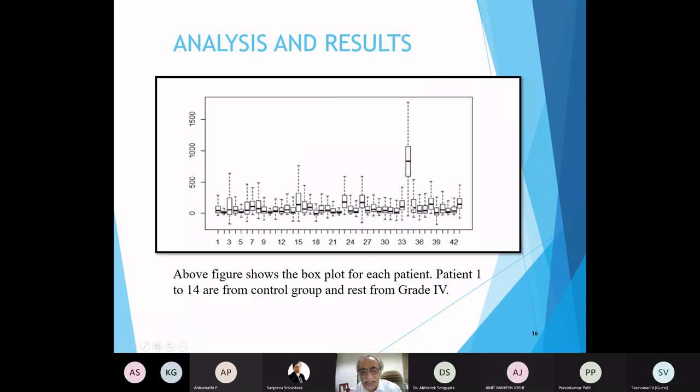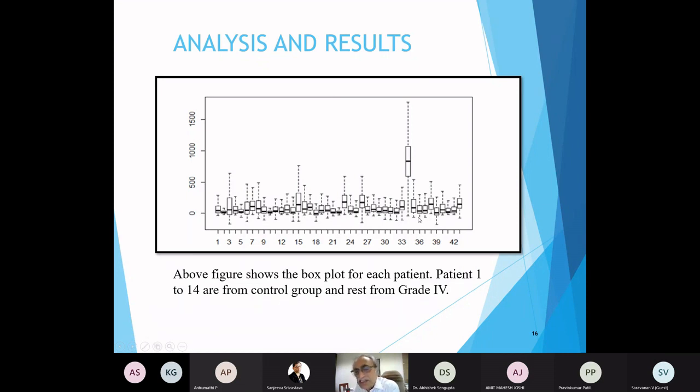So these are called box plots, and they are constructed for all 43 patients. Now the question is, what do we gather from this plot? What we gather is that they are sort of dissimilar. They are not comparable. Look at this: it looks abnormal if you compare it with the other box plots.